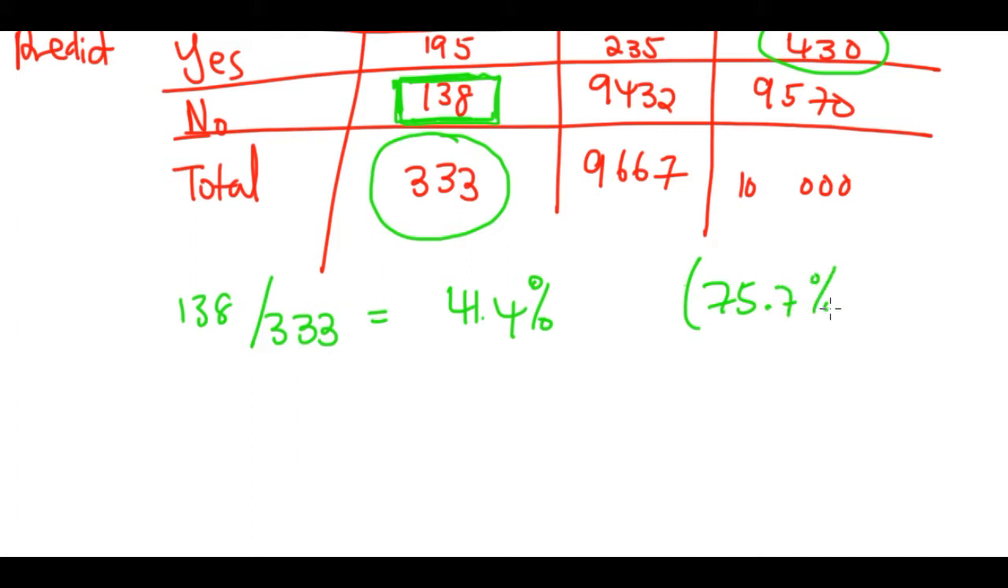I can check that. What was it again? 75.7. Yeah, 75.7%. And it has dropped to 41.4%. Right? It is an improvement.